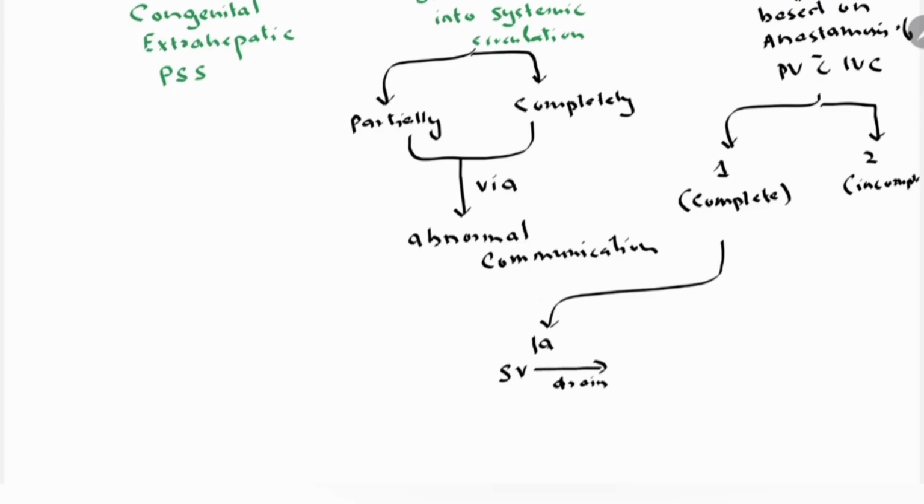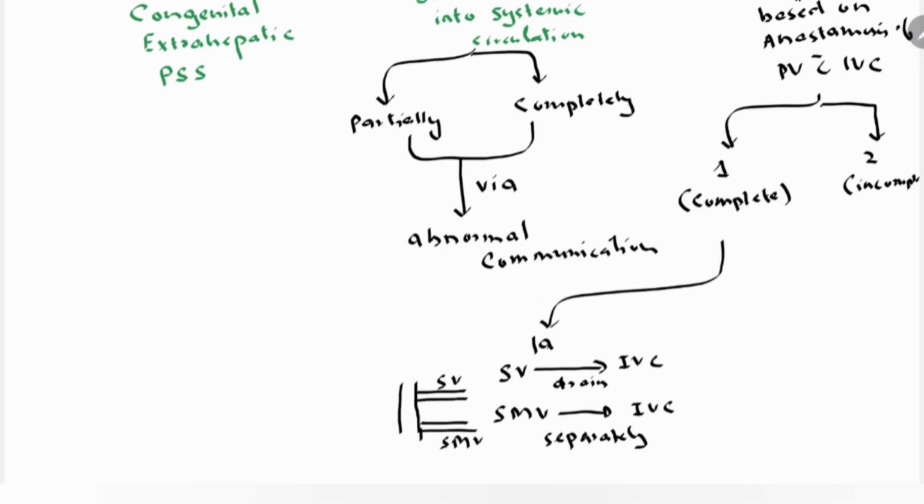Type 1 is further divided into two types, 1A and 1B. In 1A, splenic vein and superior mesenteric vein, they separately drain into IVC, that is inferior vena cava. While in type 1B, splenic vein and superior mesenteric vein, they form a common vein and then drain into inferior vena cava.